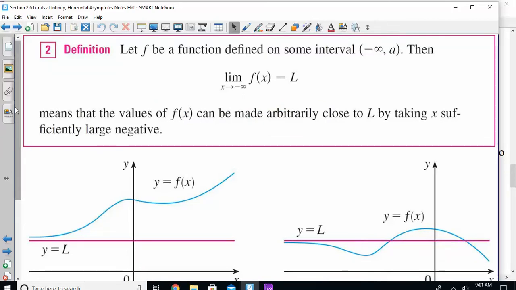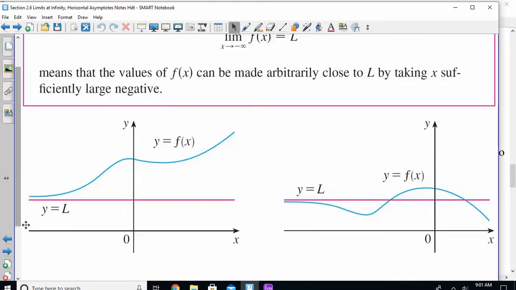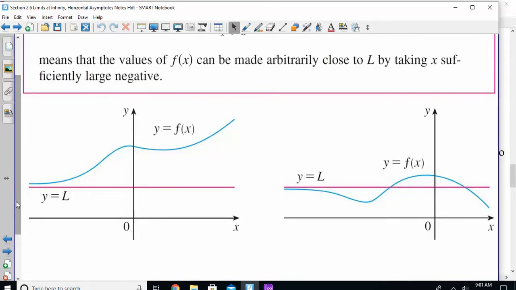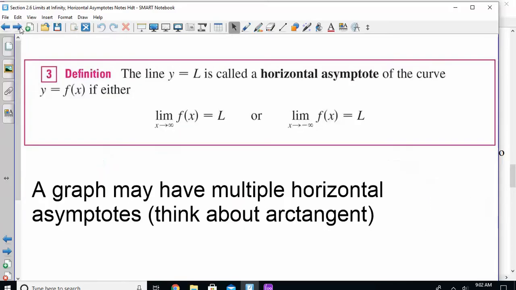So if I have a function defined on an interval from negative infinity to a, this is just showing these limits are approaching negative infinity. So you can have the positive or you can have the negative. Would this one have a limit as you approach positive infinity? Not an actual number. If that keeps going up, what would it be? Infinity. So you can have infinity for an answer on these as well. So you have a horizontal asymptote if either the limit as you approach positive or negative infinity equals that number.